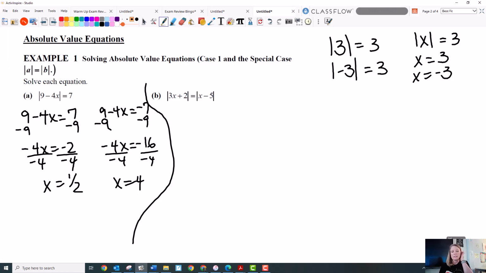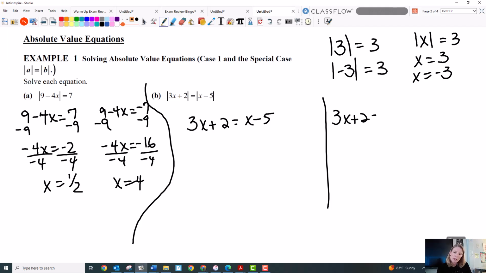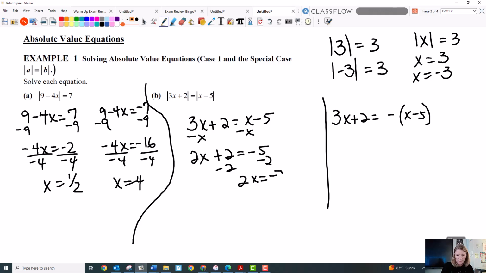The next kind is if you have absolute value equal to absolute value, what you do is you say 3x plus 2 equals x minus 5. Just take the absolute values away. Then you do it again with 3x plus 2 equals negative x minus 5. So again, you're doing the plus and the minus. You just have to put the minus around the whole thing. And you just solve both of them. Get all your x's on one side. Minus 2. 2x equals negative 7. Divide by 2. X equals negative 7/2. We're just going to leave it there.